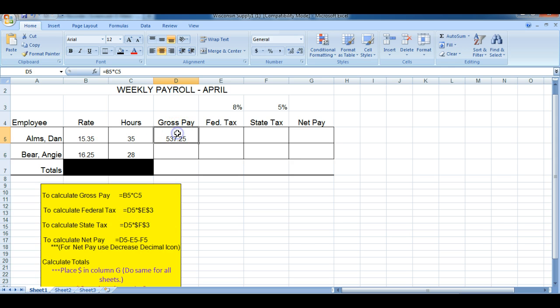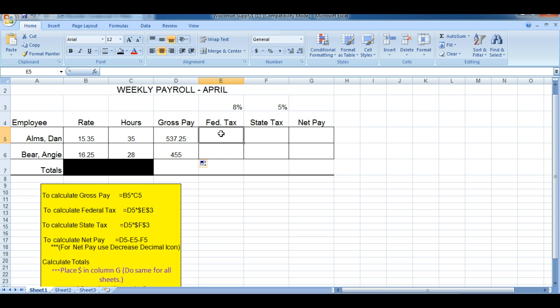Come back up to the answer you have just gotten. Click on it. Go to the bottom right hand corner. Click and drag down one place. Do not drag down 2 places, because notice you will have to do totals later. So we need this clear so we can do totals.